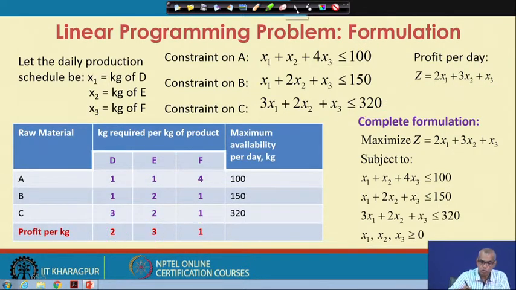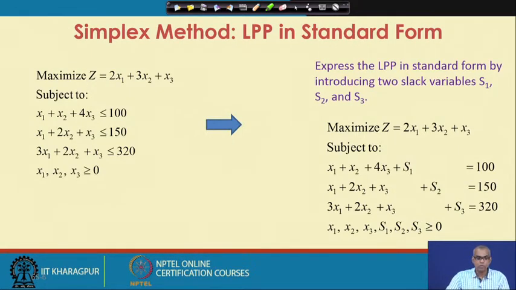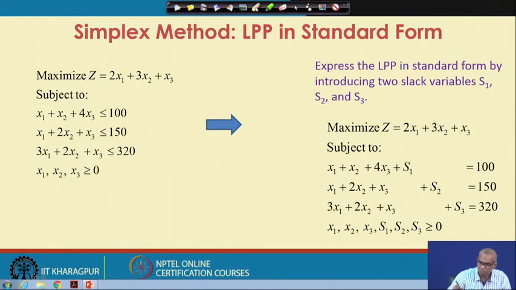So, now to solve this problem using simplex method, the first thing that we have to do is to express the problem in standard form. Note that there are three inequality constraints. So, we have to add three slack variables S1, S2 and S3 to convert this linear programming problem to this linear programming problem, which is in standard form.